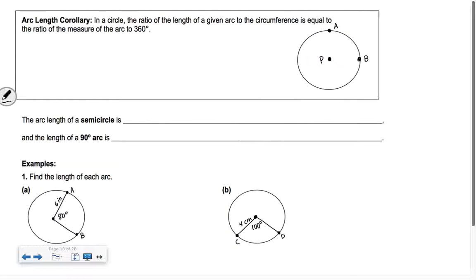So in this definition, it talks about a ratio. You can do a ratio, but it's much easier to think about the fraction of the circle that you have. You're like, oh, I have 50 degrees out of 360 degrees. I have 50 out of 360 of that circle. Okay, so that's what we're going to do. So the arc length of a semicircle is half the circumference. And then for a 90 degree arc, that's 1/4 of the circumference.